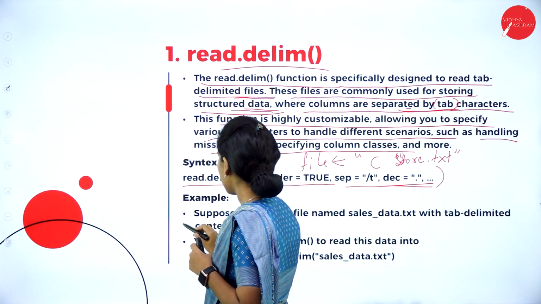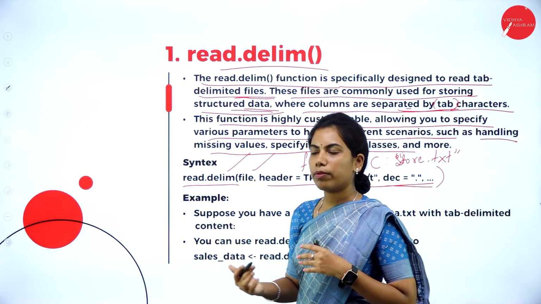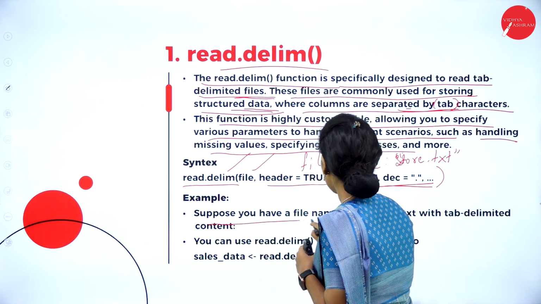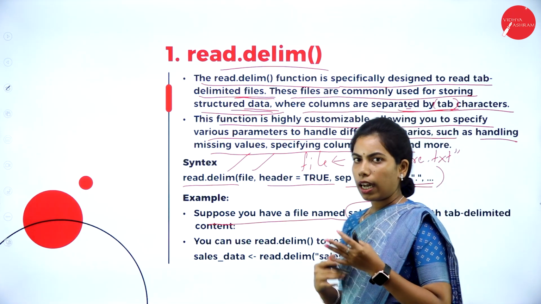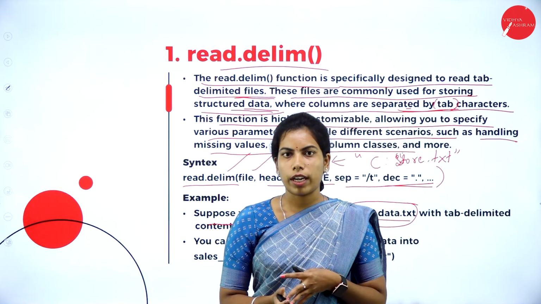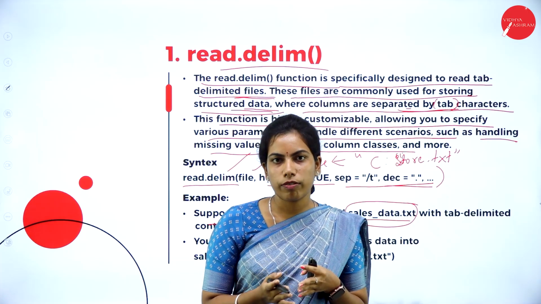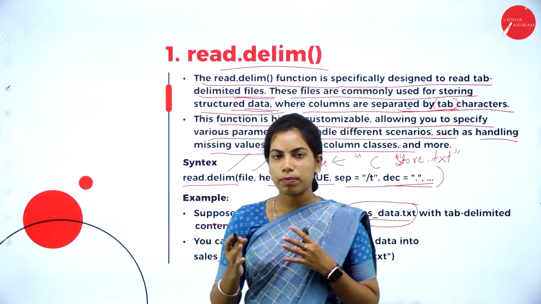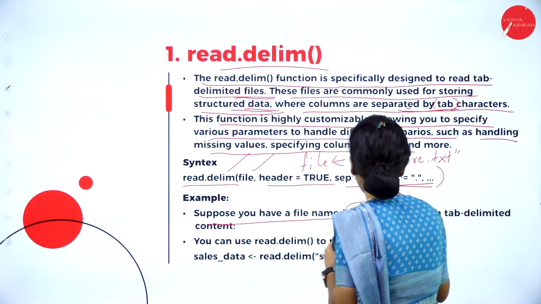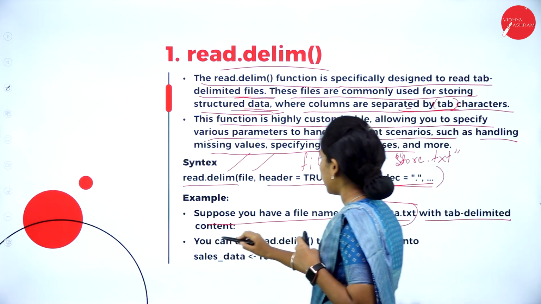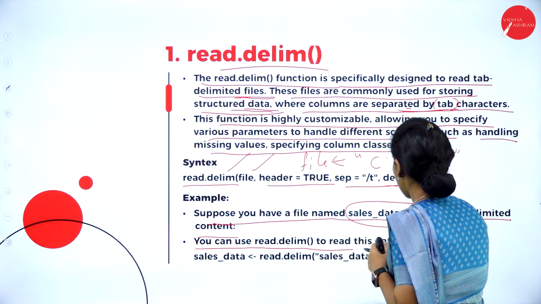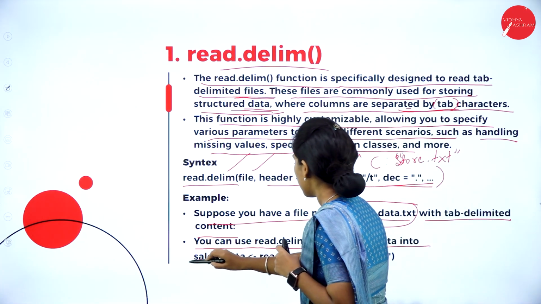And also here you can see one example. Consider one example of how it will work. Suppose you have a file named sales.txt. Under that, sales.txt is a text file, and inside that file you have some text data. So when I import using read.delim with tab delimited content, you can use read.delim to read the data into sales.data.